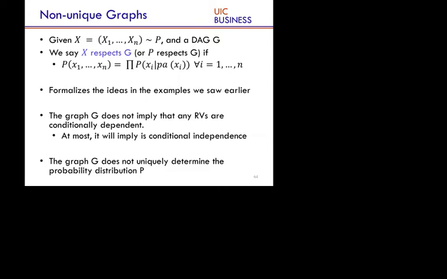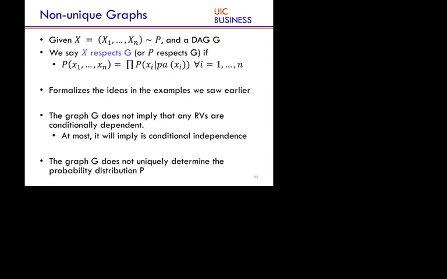What do I mean by that? Let's say I have a graph G. There could be a P which respects that graph, a P prime which respects that graph, and a P double prime which respects that graph. By which I mean, when P respects a graph, the joint distribution decomposes in this way. So there could be multiple joint distributions which all decompose in this way.